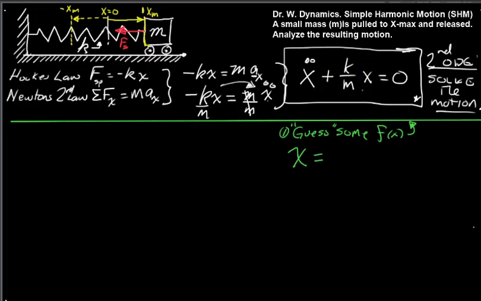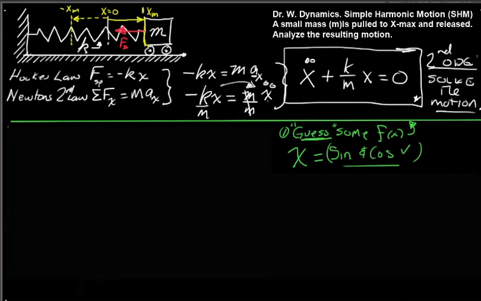So we know that the sine and cosine functions behave this way. So that's our guess. Let's see how we do that. We're going to guess that x is some constant a times the cosine of omega t plus some constant b times the sine of omega t.